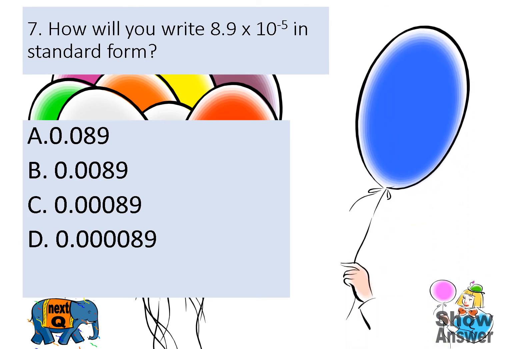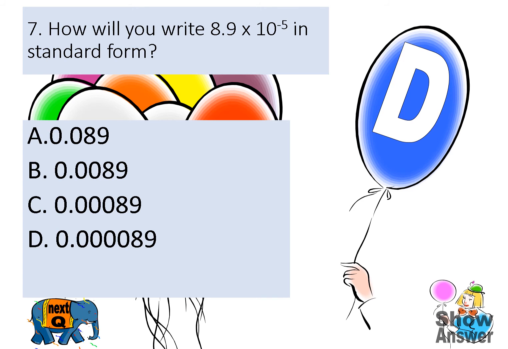How will you write 8.9 times 10 to the power of negative 5 in standard form? Is it A, 0.089, B, 0.0089, C, 0.00089, D, 0.000089? What do you think is the answer? The correct answer is letter D. How did we get the answer?